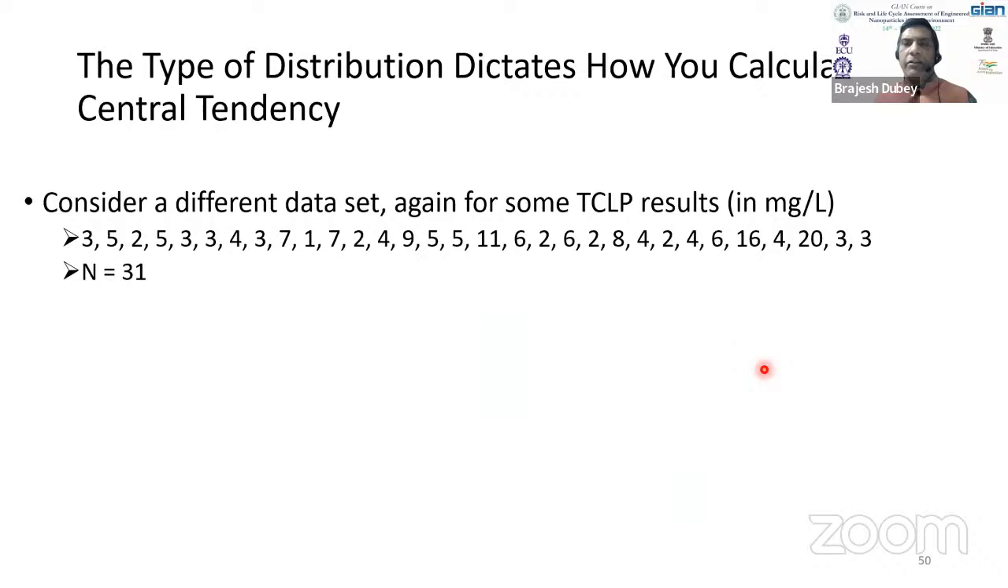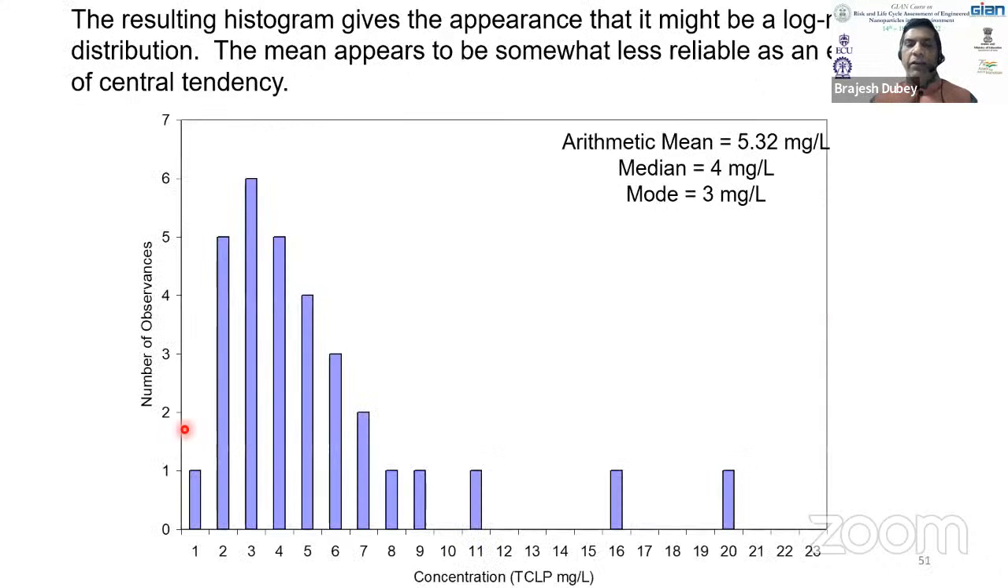And then there is another data set, where you see the TCLP results, and the variability is much higher. Values go from 1 to 16. In the previous one, the variability was not that high. If you plot this one, it becomes more of a long tail, indicating that it could be a log normal distribution. It may not be a normal distribution. You get the arithmetic mean, median, and mode.